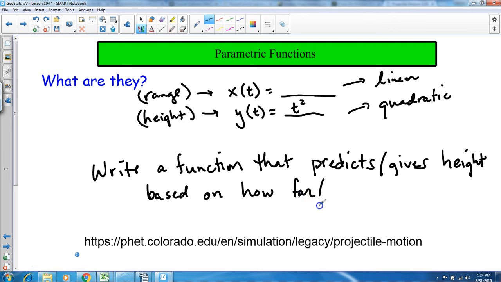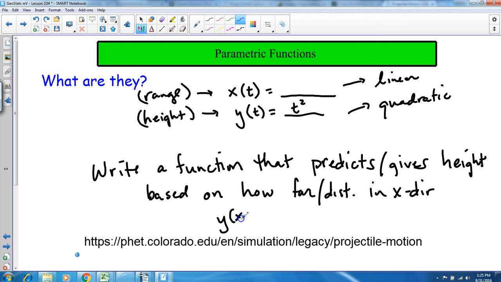Or distance in the x direction. So just notice what we're doing. Essentially, we want to create a function that predicts height. So that would be our y. We want to predict height based on the distance traveled in the x direction.